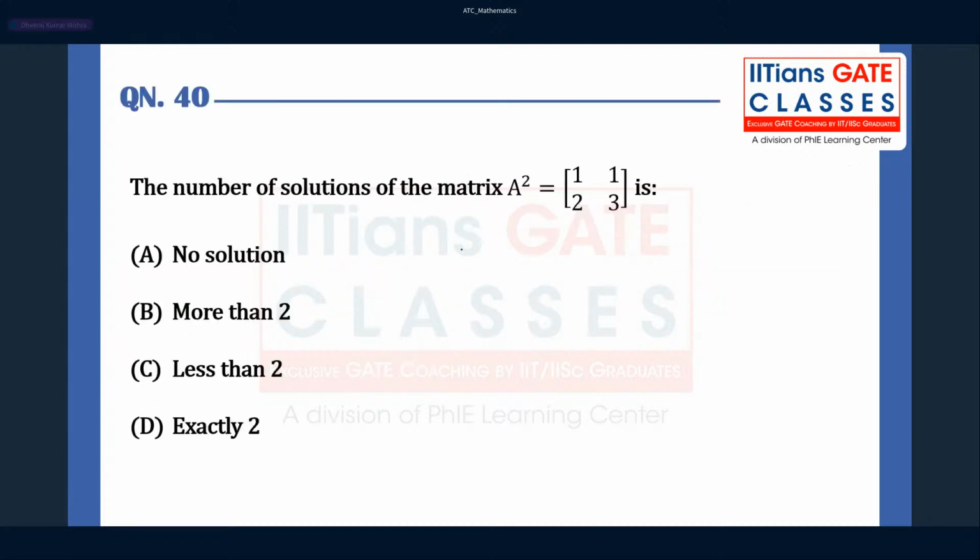Now you see this question: number of solutions of the matrix A square. They have given A square as 1, 2, 1, 3. Please, Srinidhi, you try this question also. How many solutions are possible in this case? So, if A square is given, that is 1, 1. Yes, please comment on that. Which option is going to be correct?